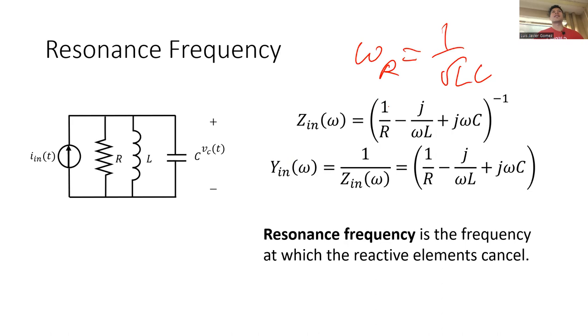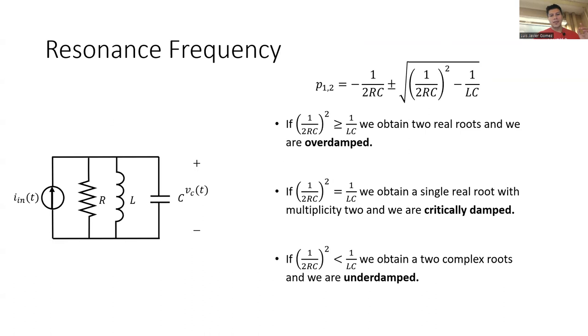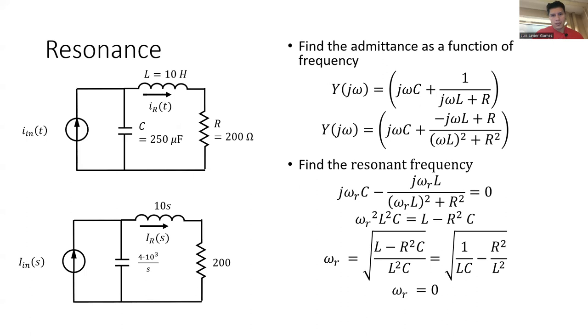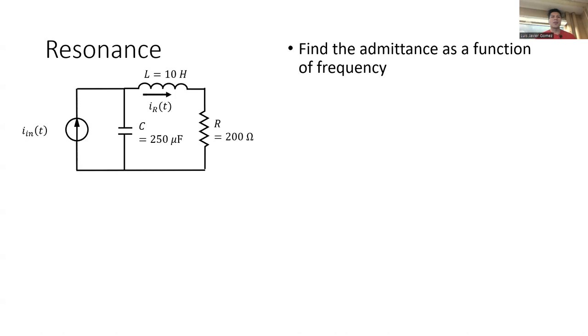So now I'm going to go over a case where the imaginary part is not 1 over omega C. I'm going to go over a circuit now where it doesn't work out like that.